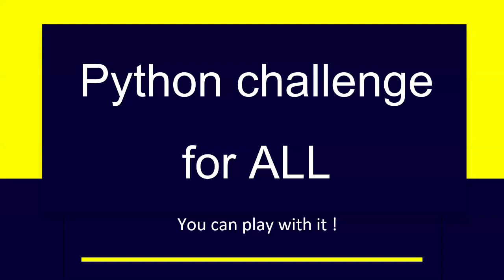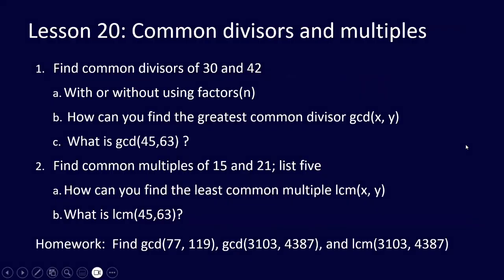Okay, let's see where we were last time. So last time, where were we? Yeah, we first defined a function to get the divisors of a natural number, and then applying it, we found a way to get common divisors and multiples, especially greatest common divisor and least common multiple. Okay, let's quickly check the code and then do the homework.